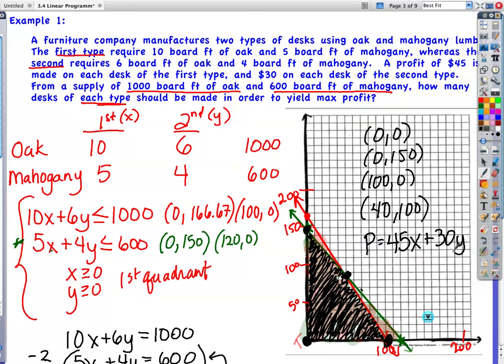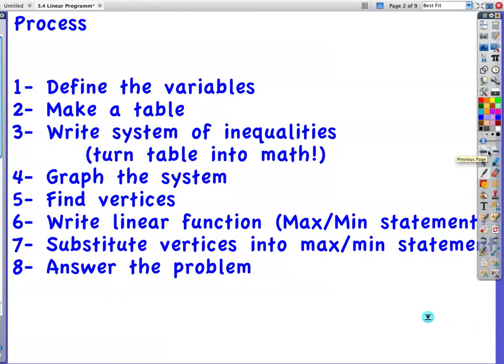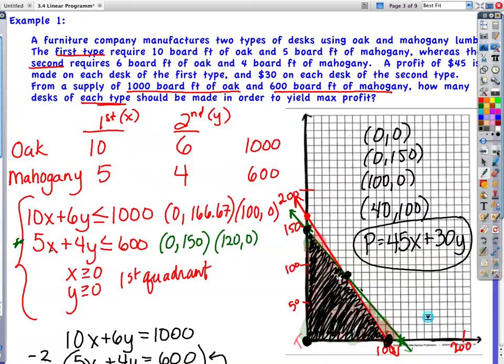Okay, you think, man, is this problem ever going to end? It's the problem that never ends. It will. Okay, the next thing we have to do is substitute the vertices into the max-min statement. So in other words, I have to take all of these points and put them in this equation. This is going to be our profit. If I put 0 in for x and 0 in for y, well, we all know that's going to be 0. We definitely don't want that. If you're running a business and you're making no desks of the first type and no desks of the second type, you're going to be making no profit. You can imagine how it works.